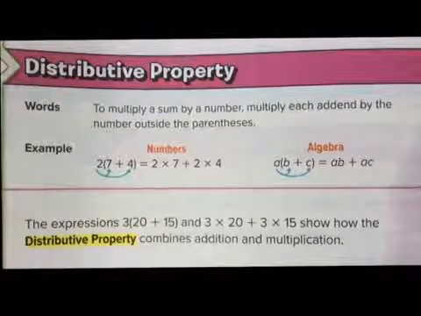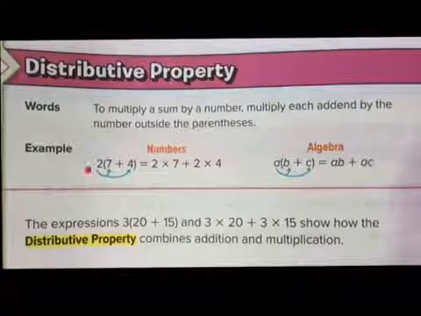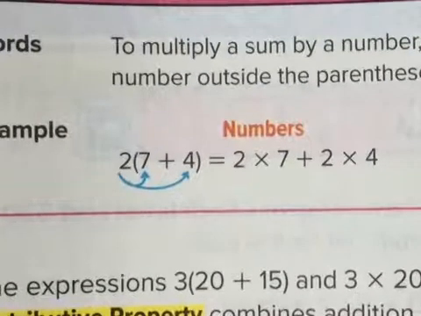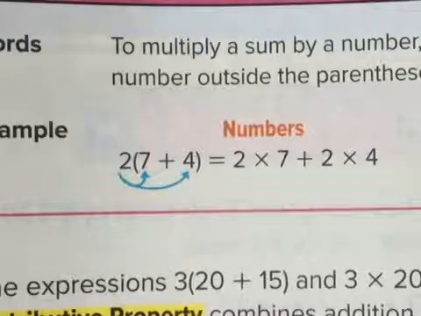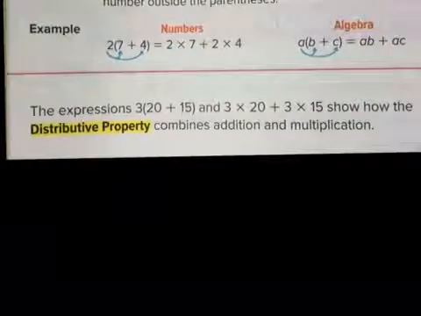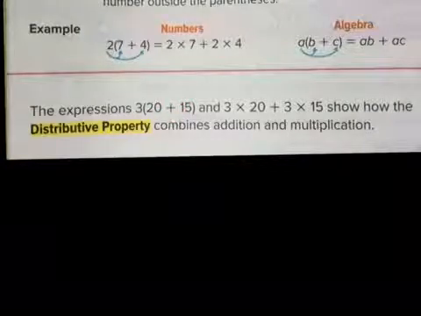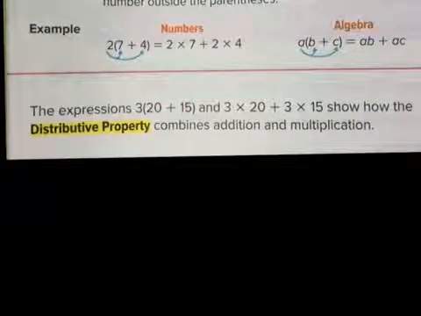So they're both going to give me the same answer. But this is called the distributive property, when you multiply the outside number with each number inside. So 2 times 7, 2 times 4. The expression 3 times the quantity 20 plus 15, and 3 times 20 plus 3 times 15, show how the distributive property combines addition and multiplication. We're going to combine the addition and then multiply it all together.